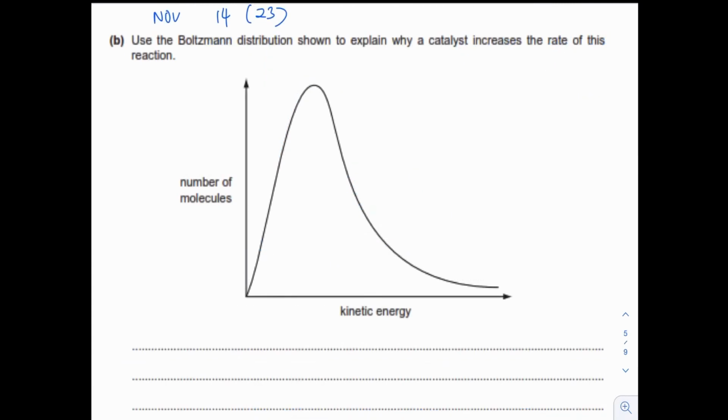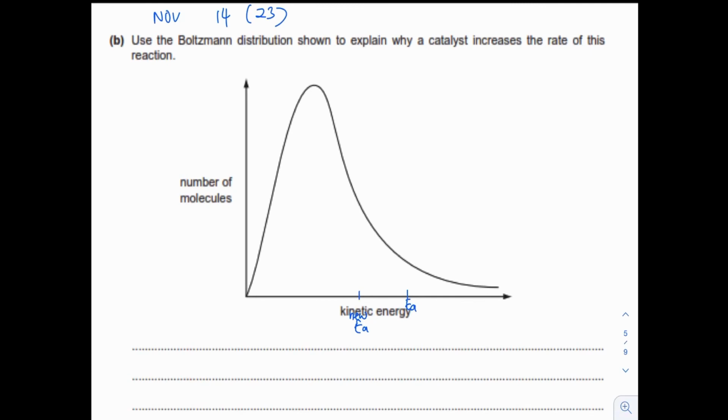Now let us look at this question, which is from November 14, question 23. Use the Boltzmann distribution shown to explain why a catalyst increases the rate of this reaction. Well, just now we have learned that the activation energy usually lies around the right hand side of the distribution curve. Let's say this is the original activation energy. But when the catalyst is added, the catalyst is able to lower the activation energy. So the new activation energy, which is lower, will be here.